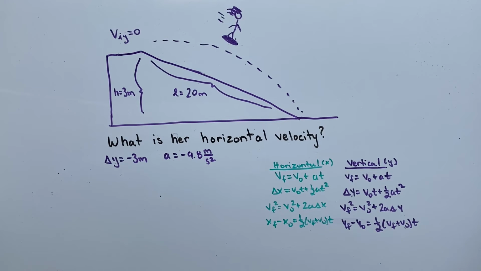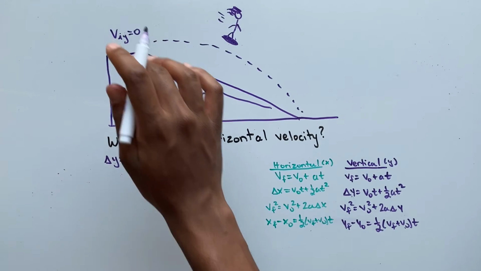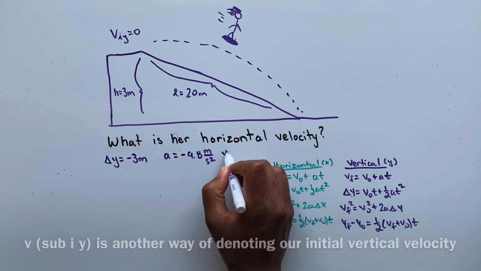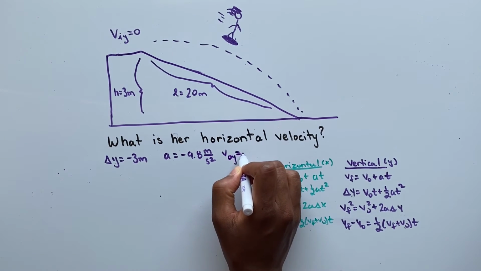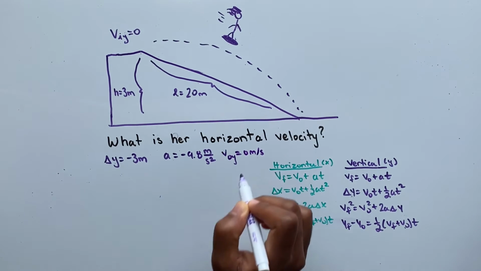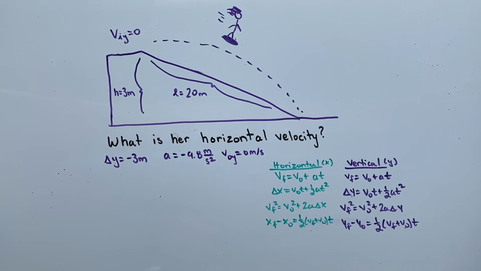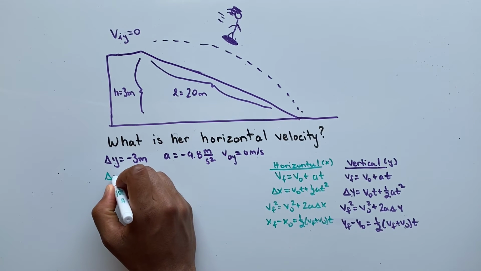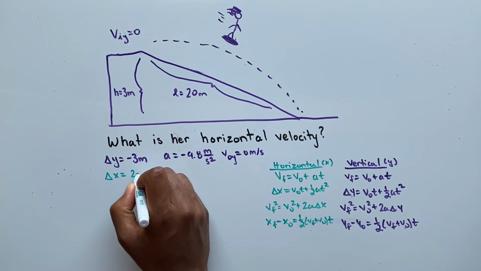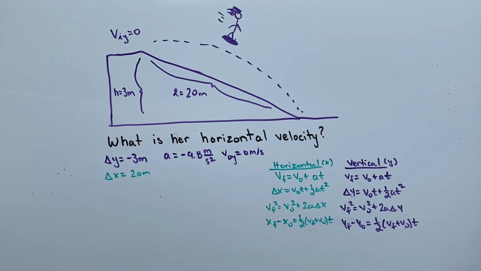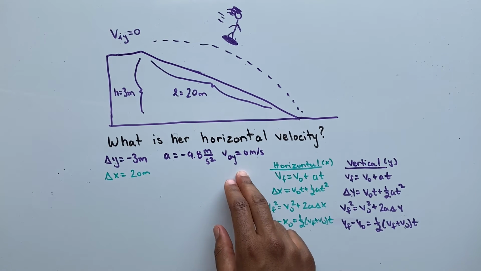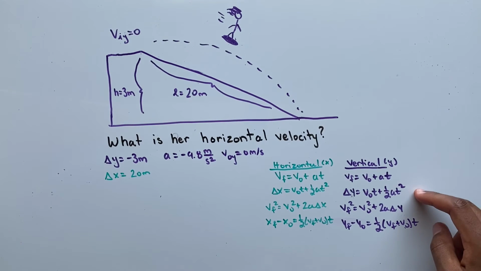And we know that her initial vertical velocity is 0 meters per second. And we know that her horizontal displacement is 20 meters. And once again, we have a lot of vertical components. So let's look at the vertical kinematic equations to see which one helps us solve for the time. After looking, we see that the second kinematic equation can help us. So let's plug in our values.